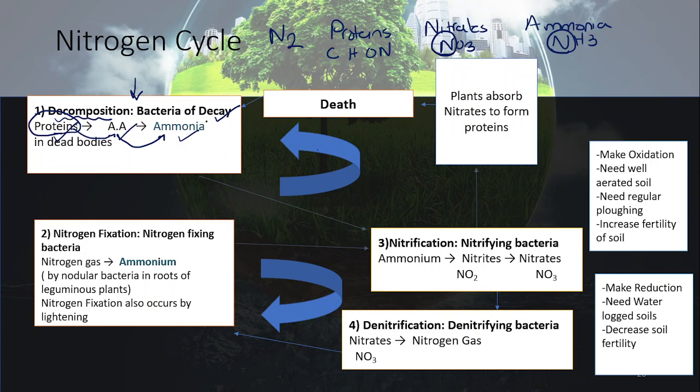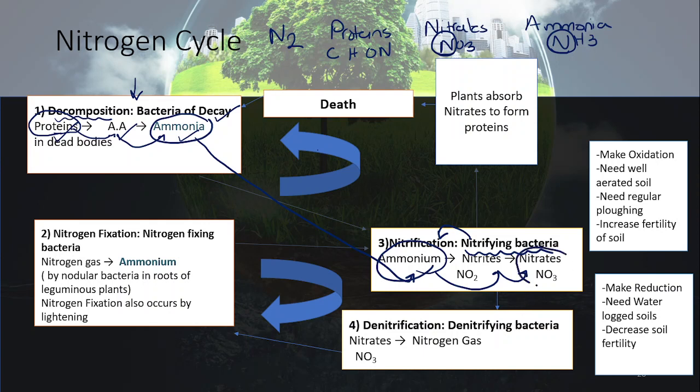Okay, what do we do with this ammonia in the soil? The ammonia is used by another bacteria called the nitrifying bacteria, which does a process called nitrification. Nitrification converts the ammonia into nitrites. It adds oxygen to the ammonia to convert it to nitrites, and then nitrates.